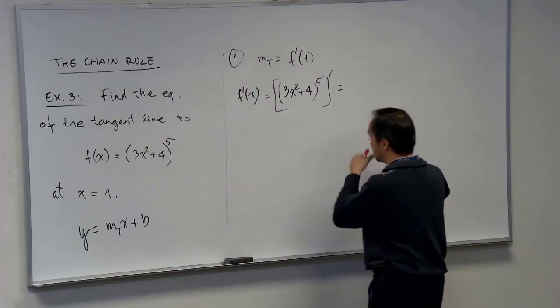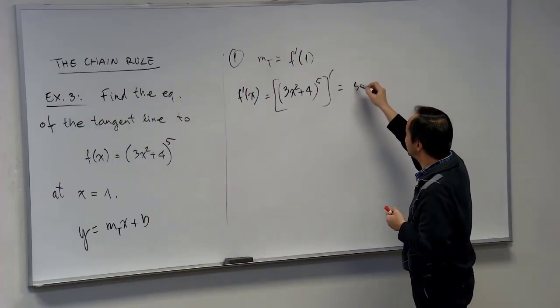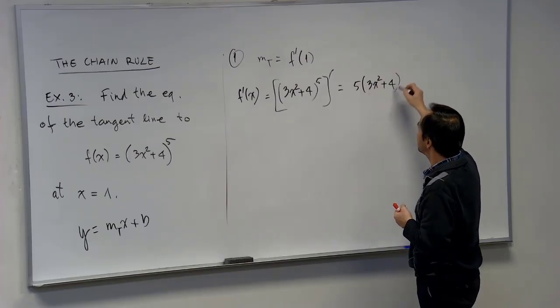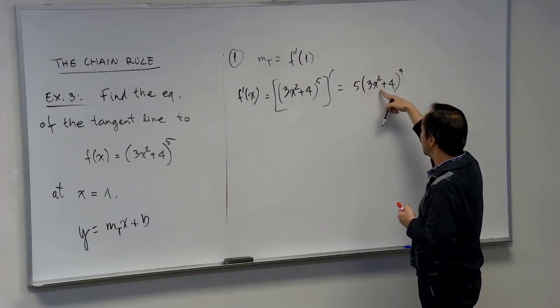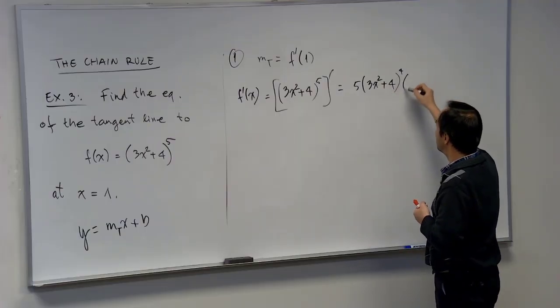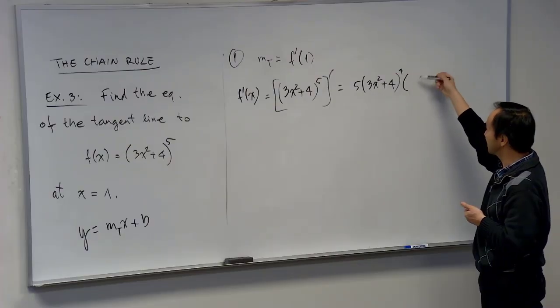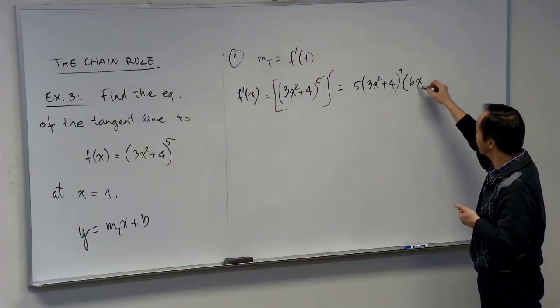So now with this rule here, it's simple to see that it's going to be 5 times (3x squared plus 4) to the 4th power. And then we multiply with the derivative of the inside, which is the 3x squared plus 4 here. So that gives me 6x.